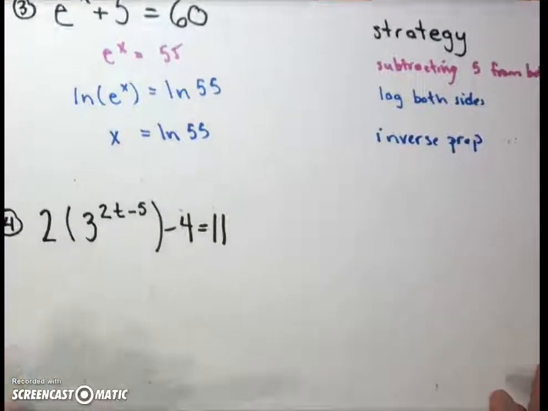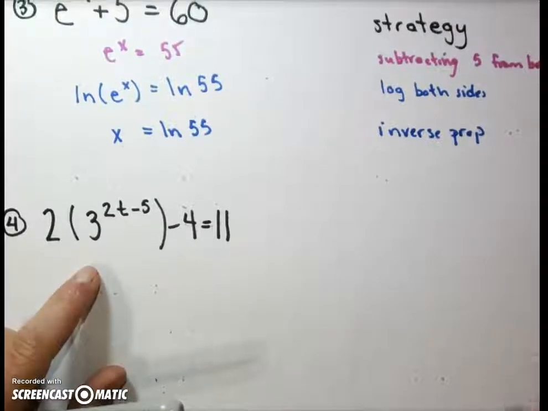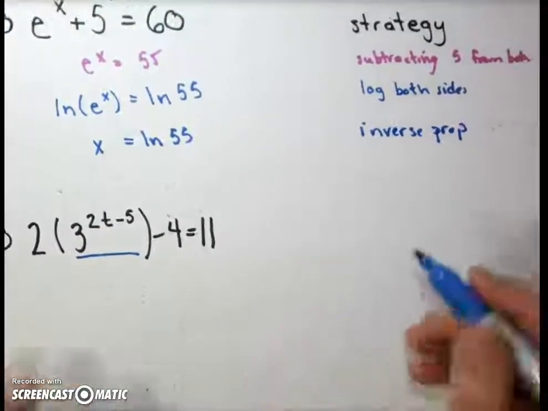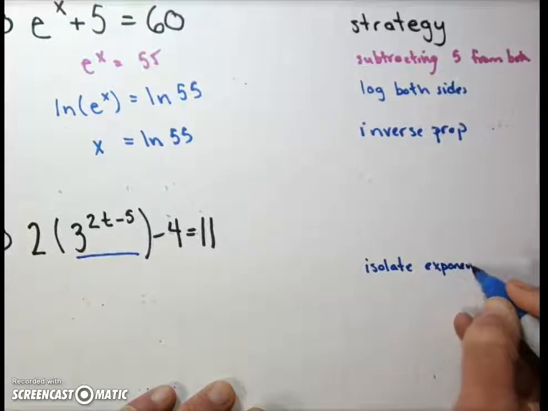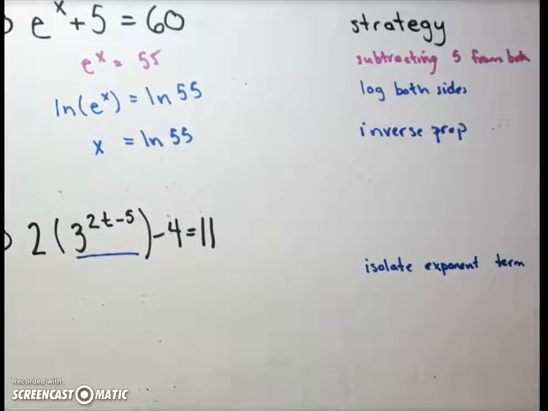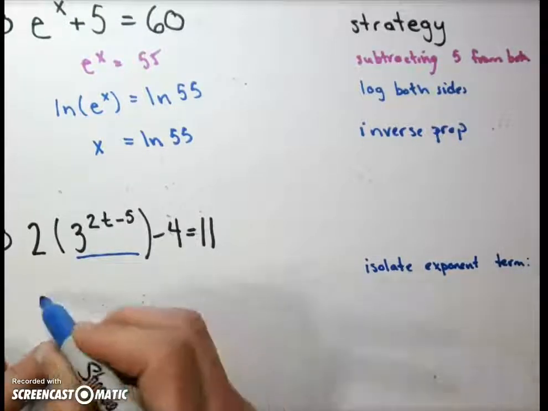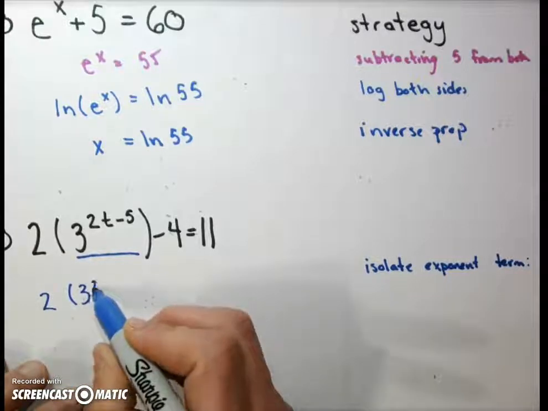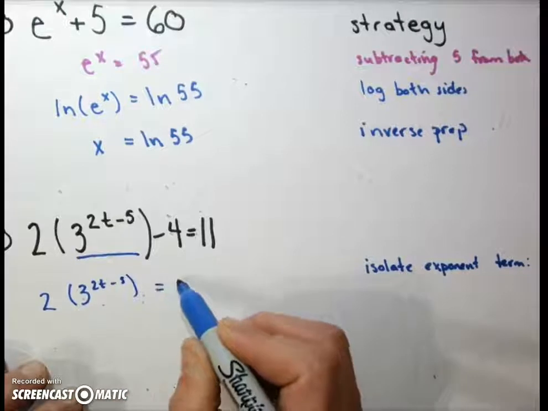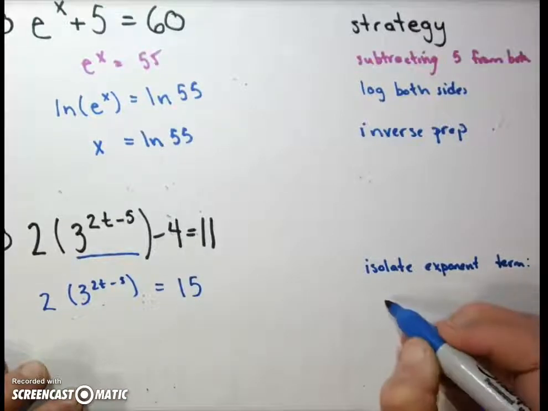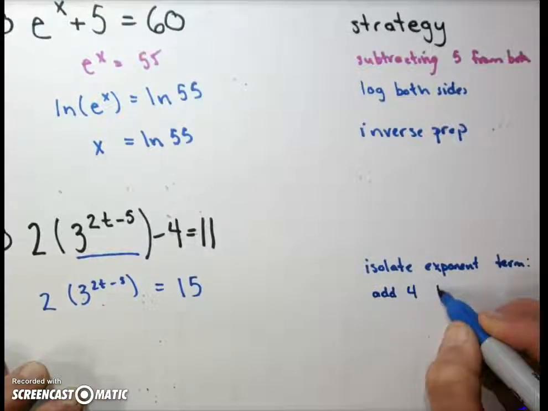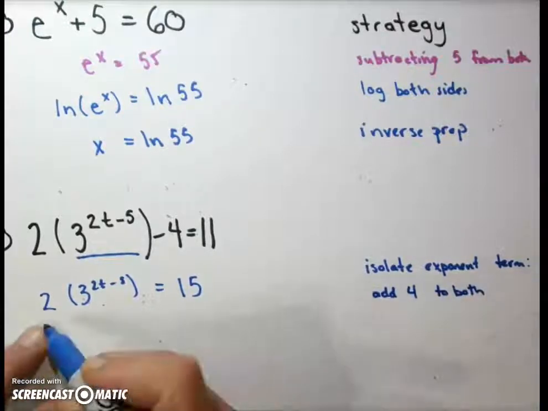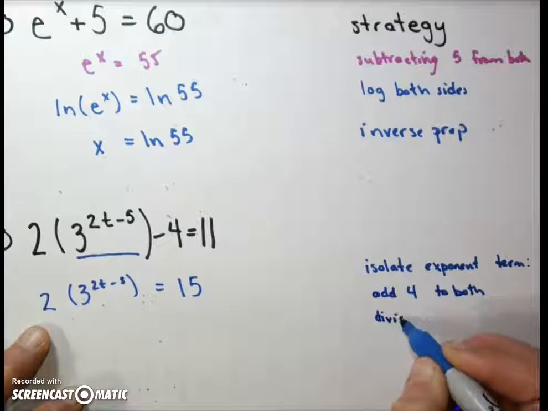This next example, the fourth, looks slightly more complicated, but it's not at all. This is the term with the exponent. I'm trying to solve for t. So my first step is going to be to isolate the exponent term, just like it has been in the last two cases, but this one I'll have more steps. So first, I'll bring over the 4. So that gives me 15 on the right. Then I have to divide both sides by 2. So first I added 4 to both sides. Now I'm going to divide by 2 on both sides.